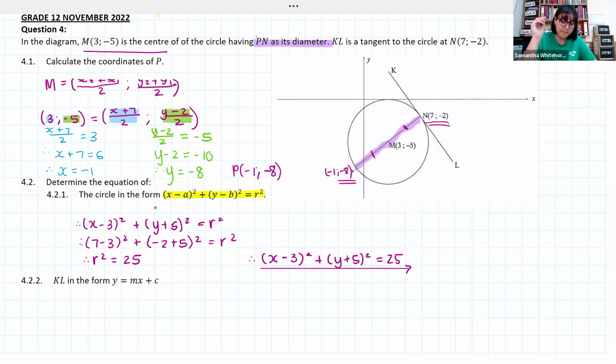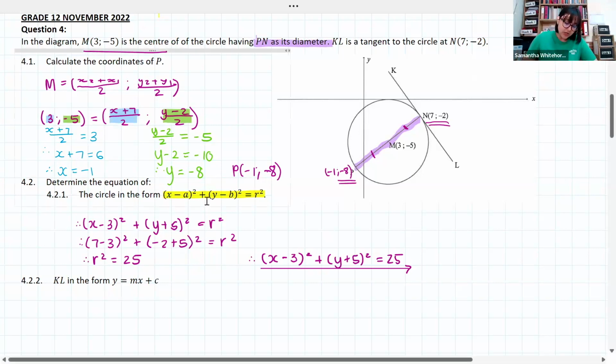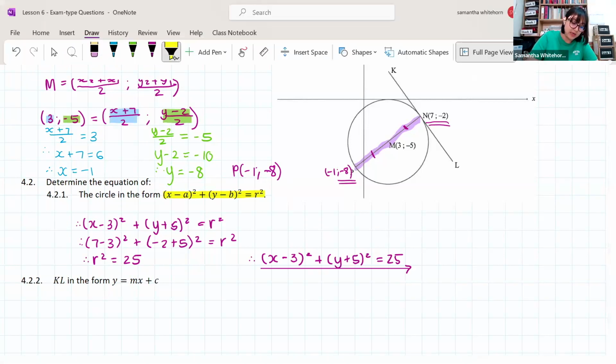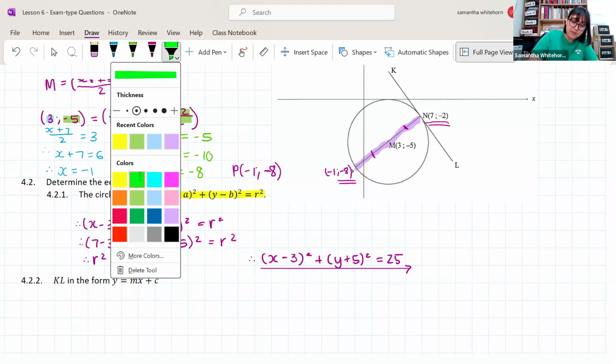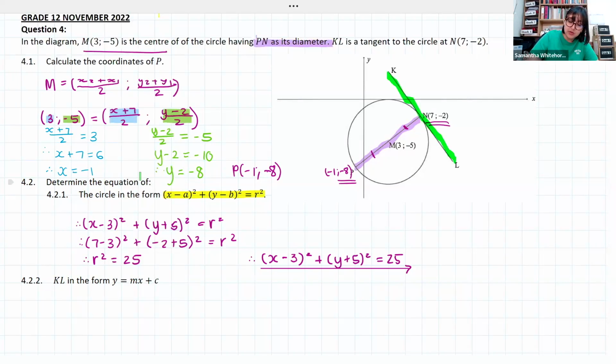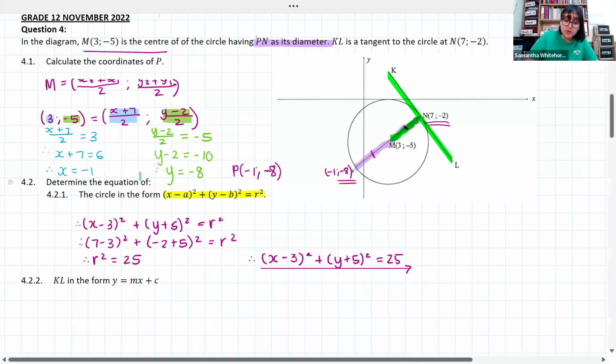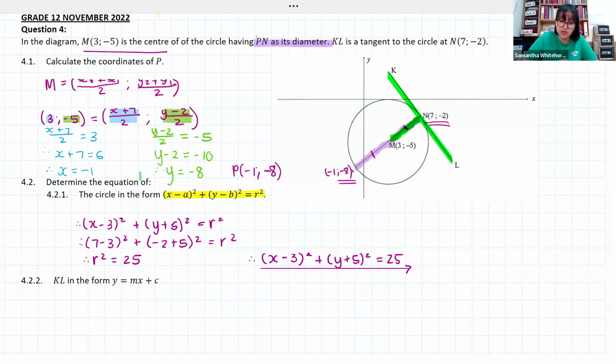Right, 4.2.2 says determine the equation of KL in the form y = mx + c. Now again, we did a lot of these. So remember, KL is the tangent to your circle. It's a straight line. And we know that your tangent is perpendicular to your radius. That's a really important piece of information here. So that's a little clue I'm going to give you.